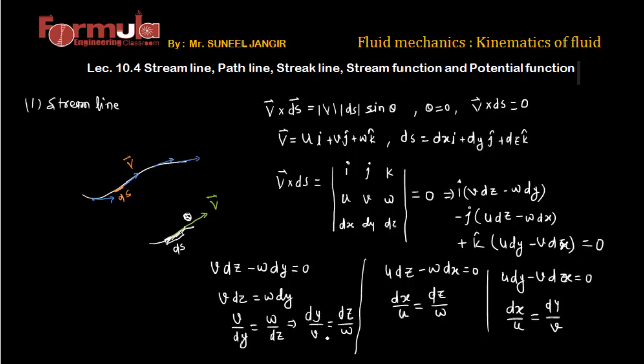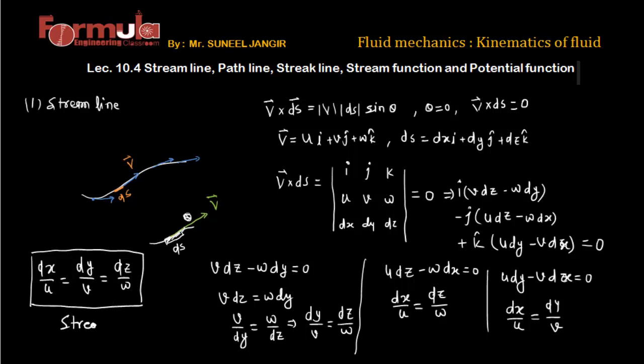Okay, so we have three equations here. One is dy by v equals dz by w, then dx by u equals dz by w, and dx by u equals dy by v. By using all three equations, we can write dx by u equals dy by v equals dz by w, and this is defined as the streamline equation. Okay, I think the point is clear. So this is how we can define a streamline.